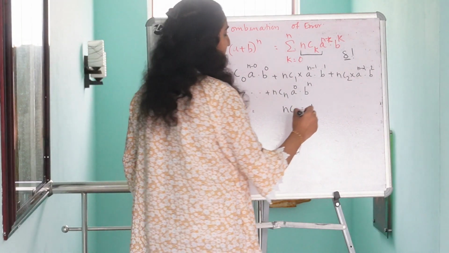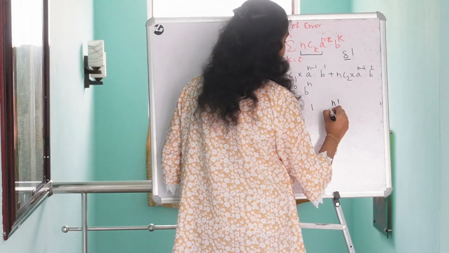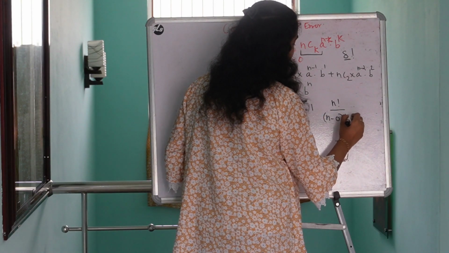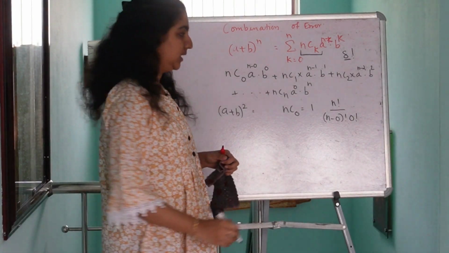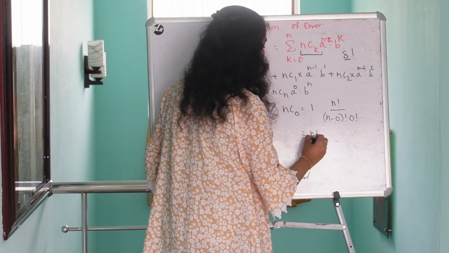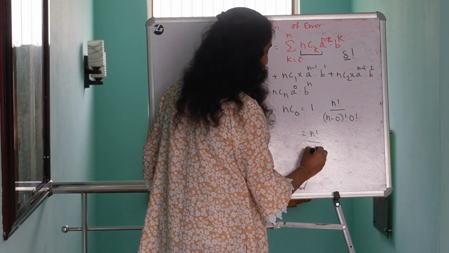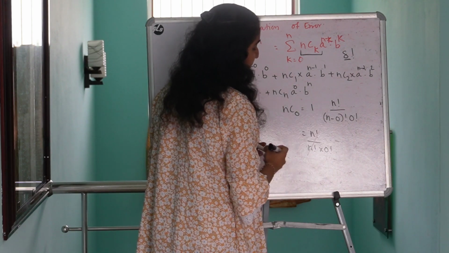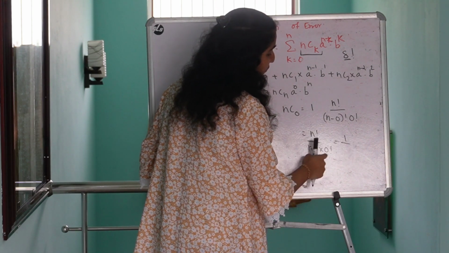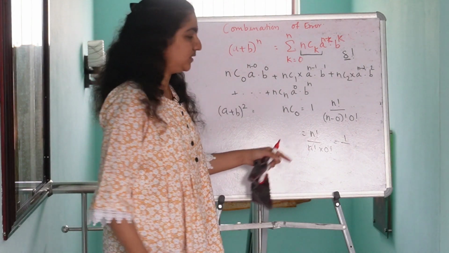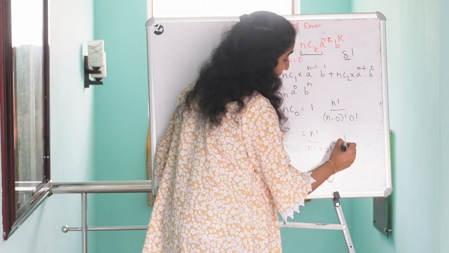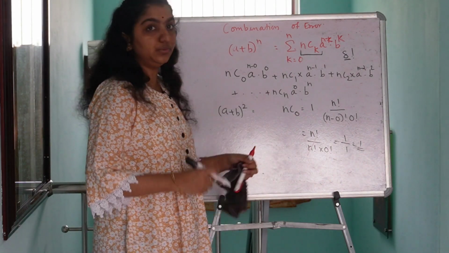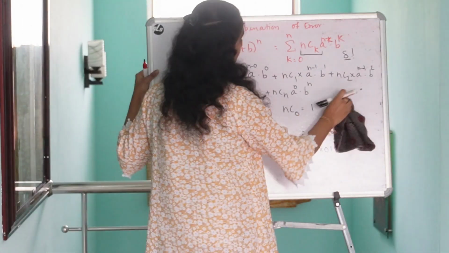How do we get this? We can apply the equation: n factorial divided by (n minus 0) the whole factorial into 0 factorial. N minus 0 is again n, so n factorial into 0 factorial. These two values will get cancelled. What is 0 factorial equal to? Just now we saw, it is 1. So 1 divided by 1 is equal to 1. Thus we got the value nC0 is equal to 1.